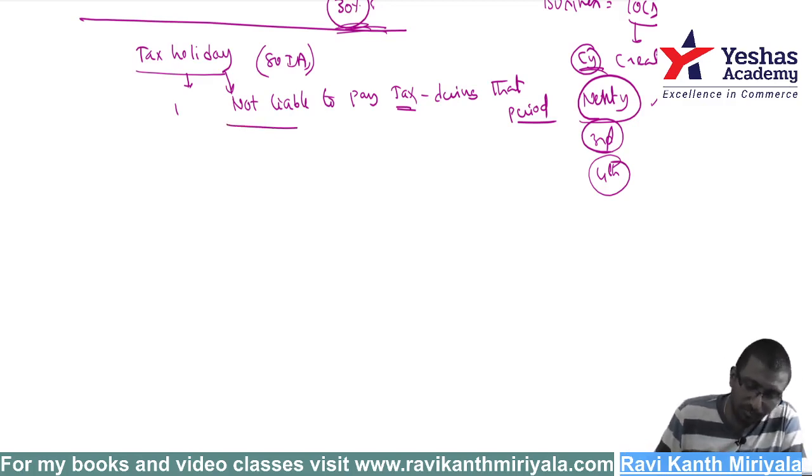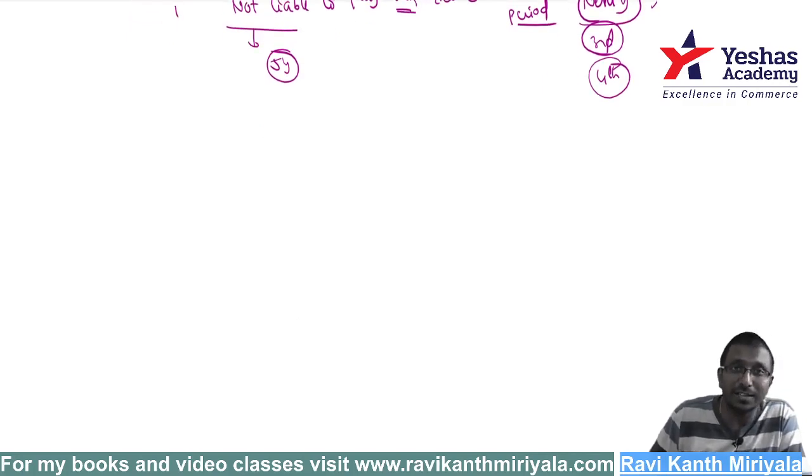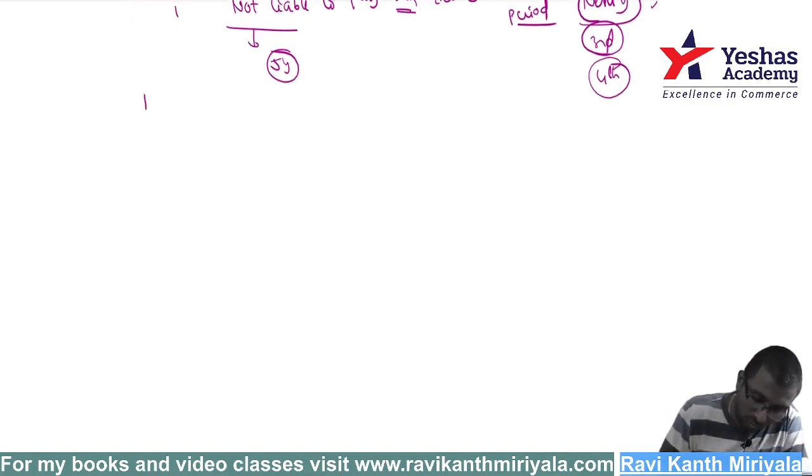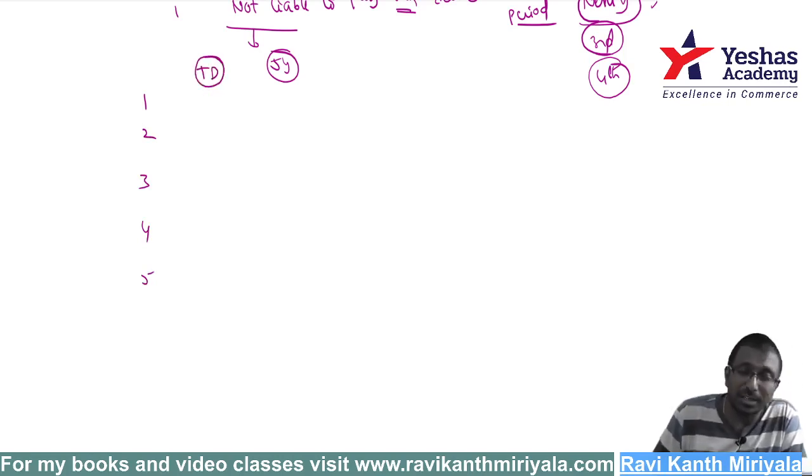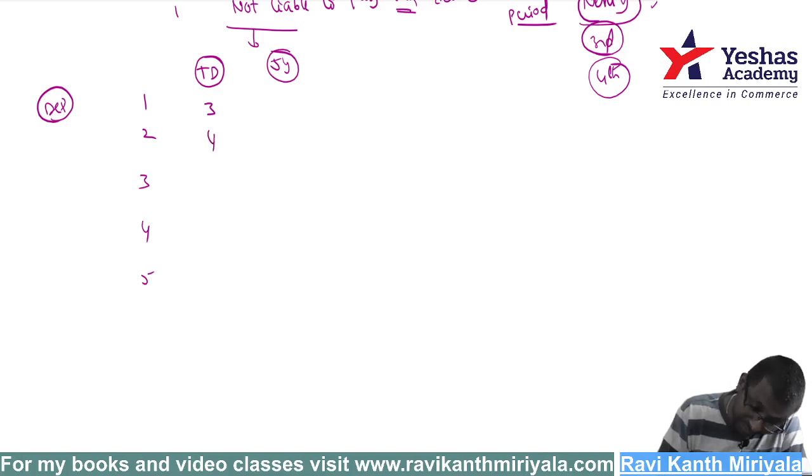The point here, suppose my tax holiday is 10 years. Instead of 10 years, now I'll take a simple example, 5 years. If the tax holiday period is 5 years, say 1, 2, 3, 4, 5. Now timing difference, TD stands for timing difference. First year, maybe because of depreciation and so many things, a 3 lakh rupees timing difference is there. Next year also 4 lakh timing difference is created.